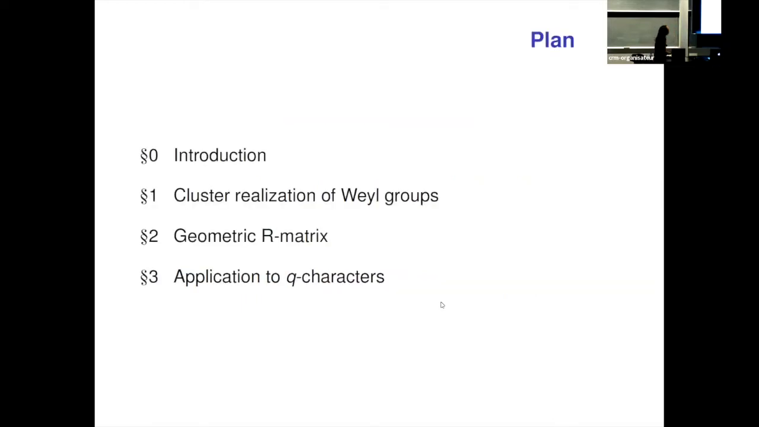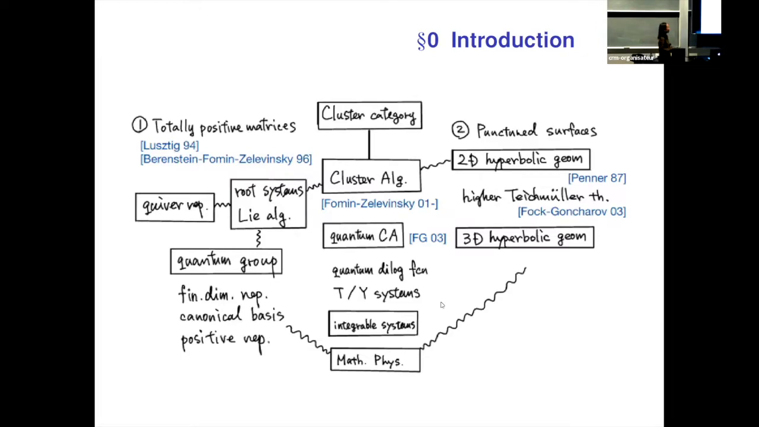So this is my plan. First, I introduce very basic notions in cluster mutation, in cluster algebra. And after that, I introduce cluster realization of Weyl groups. Then next, I will show two applications of this Weyl group realization. So this is a very rough view around cluster algebra from my point of view.